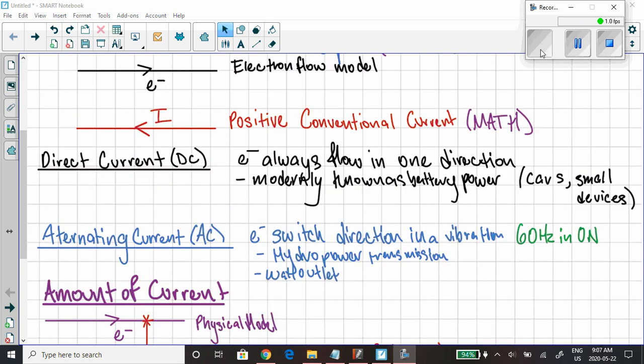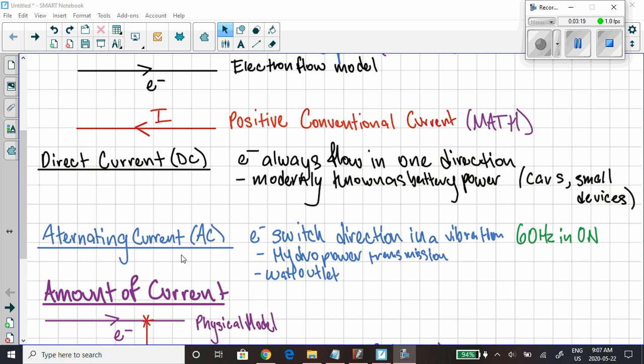Bye bye. All right, so I hope you watched that video. In the video, you probably saw that there are two types of current. Direct current, DC: electrons always flow in one direction. This is how we power our cell phones and cars and things like that, small devices. It's direct current. We're going to spend the majority of our work in this section on direct current because it's the easiest one to study. The math is easiest.